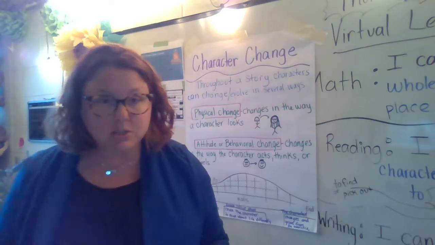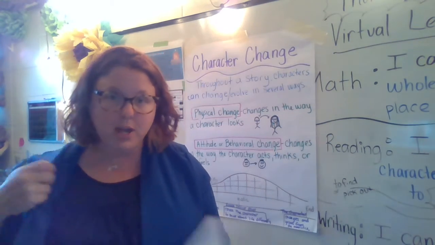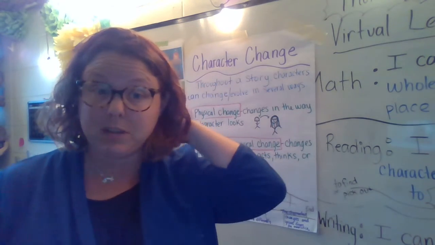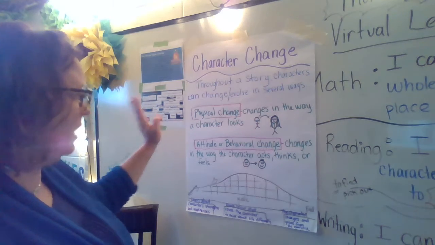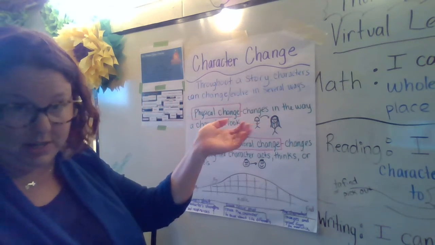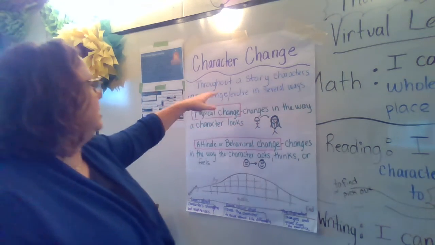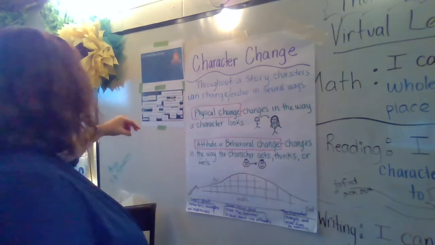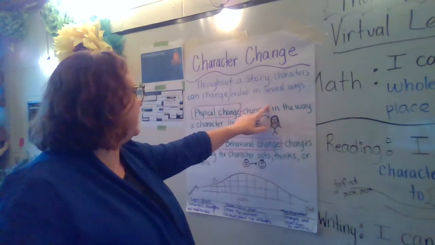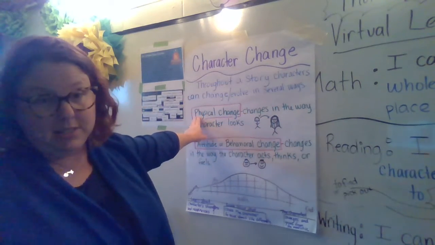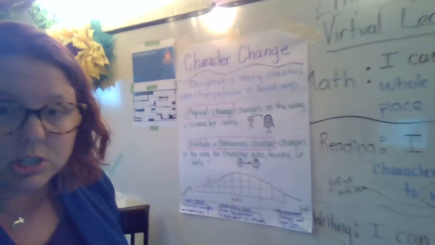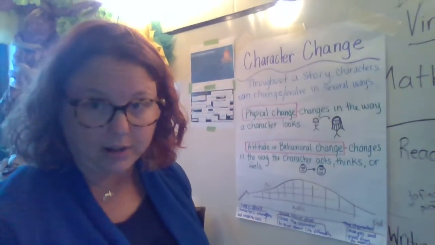So first thing I'm going to do is actually read the story to you, and then I'm just going to give you some examples of some types of questions. But before I read, I want to go over this anchor chart. It's called Character Change, and throughout a story, characters can change and evolve in several ways. Here are two main ways that characters can change: they can change physically, and they can change behaviorally or with their attitudes.